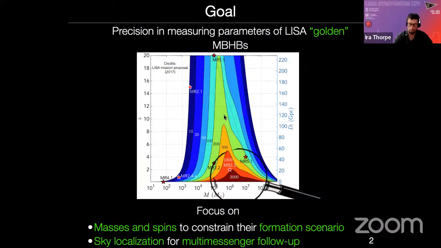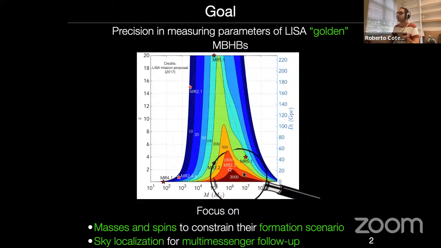So I'm sure that everybody is familiar with this plot here. Here we are showing the SNR as a function of total mass and redshift for massive black holes. And basically the color is the SNR of the system at that total mass and redshift. And the number on the plot is the expected SNR. And what we want to focus on in particular are the systems under this magnified lens, the golden binaries, which are those with the largest SNRs.